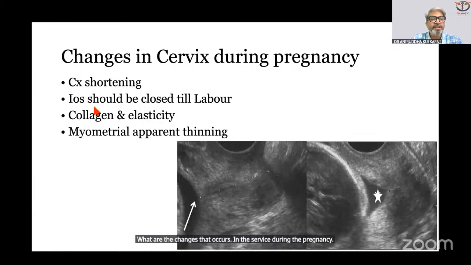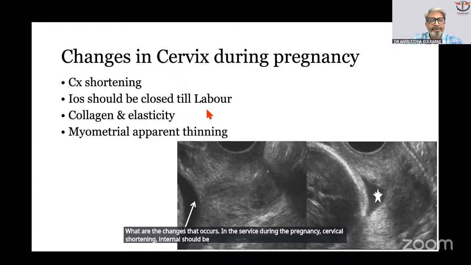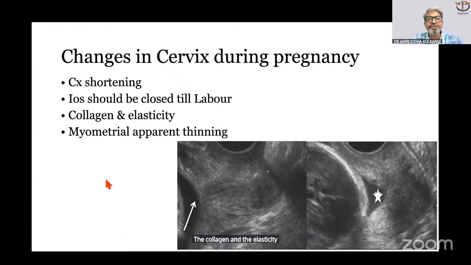Cervical shortening occurs; the internal os should be closed till labor. The collagen and the elasticity will subsequently change as the patient reaches the mid trimester, second trimester, and the late third trimester. Myometrial apparent thinning will occur within the cervical canal as well.